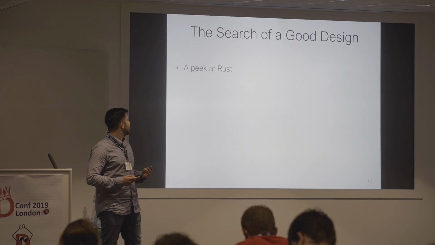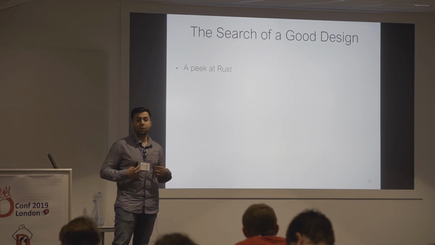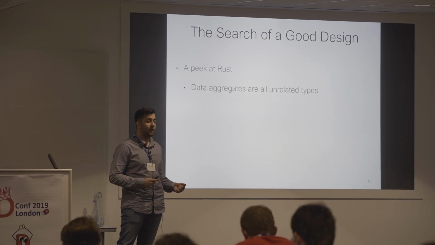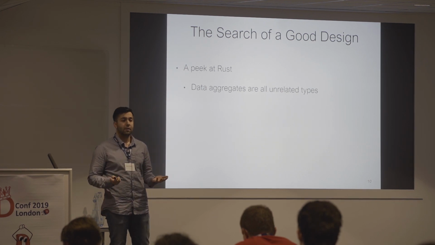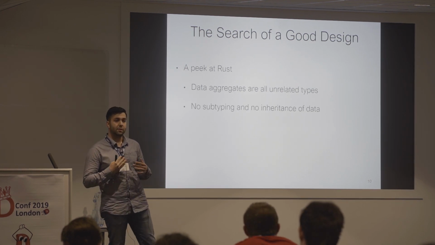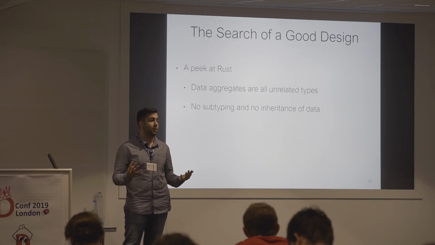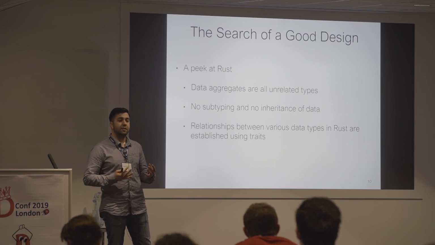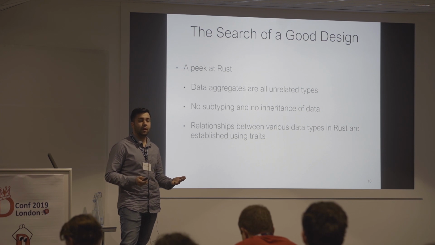The next candidate we had a look at is Rust. And if you are like me and don't know much about Rust, you'll probably be surprised by the next things. So the first one is Rust data types are completely unrelated. So you don't have subtyping and inheritance. The way Rust establishes relationships between different types is by using traits. So a trait is just like stating, hey, this is the behavior that I'm capable of doing.